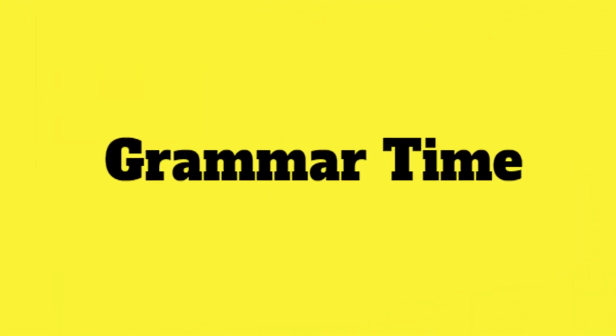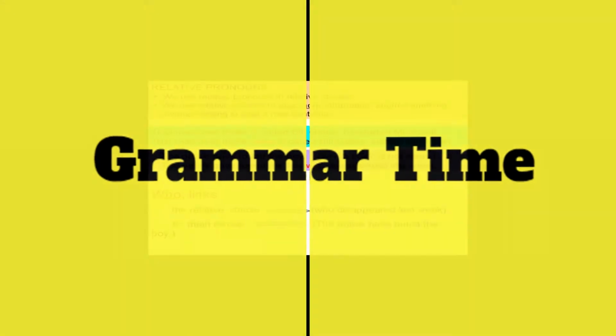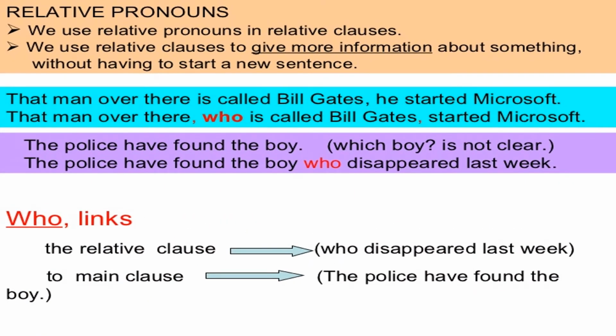Let's learn something new in English grammar. Relative pronouns. We use relative pronouns in relative clauses. We use relative clauses to give more information about something without having to start a new sentence. Here are two examples. The first one is, that man over there is called Bill Gates. He started Microsoft. That man over there who is called Bill Gates started Microsoft.